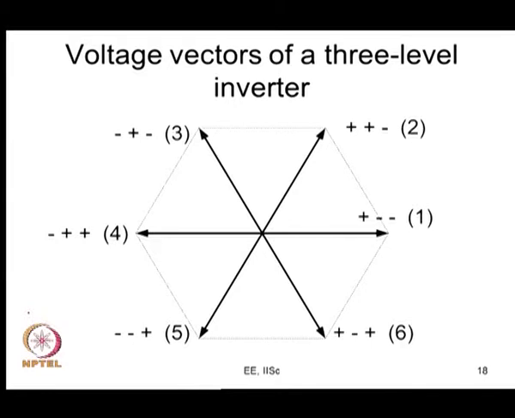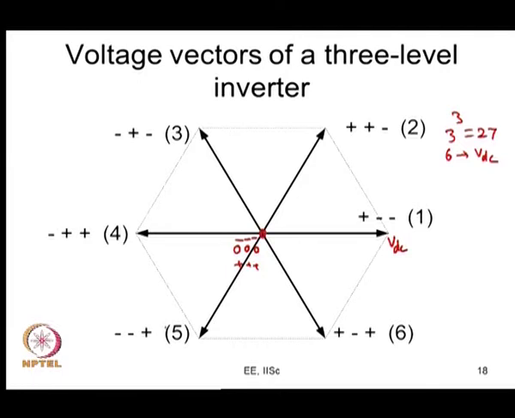So, we have accounted for 3 to the power 3, which is equal to 27 inverter states. Out of 27 inverter states, we have accounted for 6 inverter states. These lead to voltage vectors of length VDC. These vectors are identical to what has been there. Then you will have 3 inverter states, minus minus minus, 0 0 0 and plus plus plus, all these lead to a null vector.